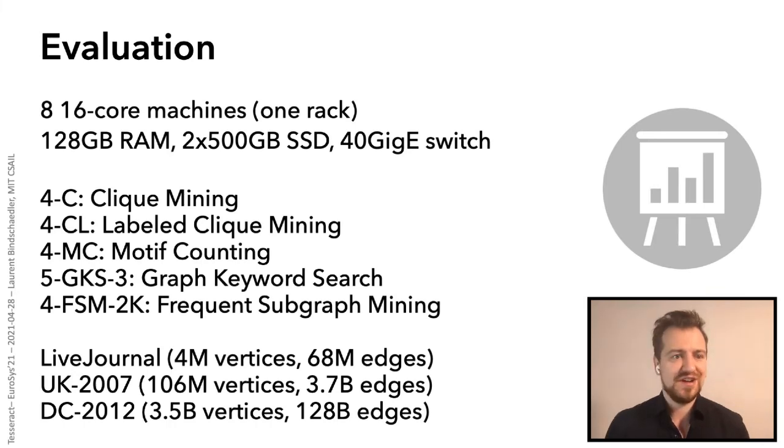Okay, let's go to the evaluation. So we use 8 commodity servers with standard hardware and configuration in this evaluation. We also use 5 different algorithms: clique mining with labels, motif counting, the graph keyword search that I described before, and frequent subgraph mining. We also use 3 different input graphs with varying sizes and characteristics.